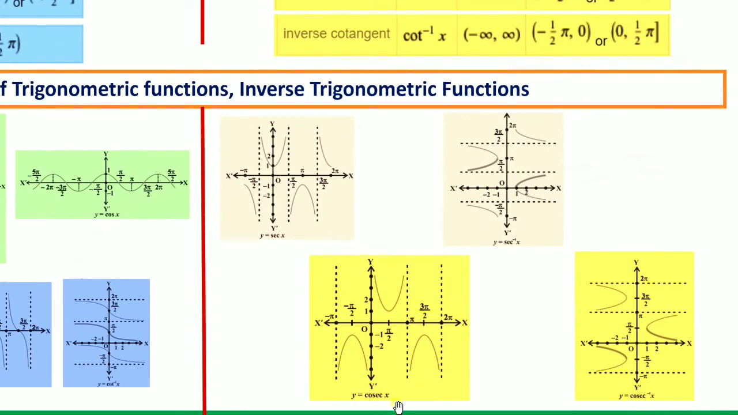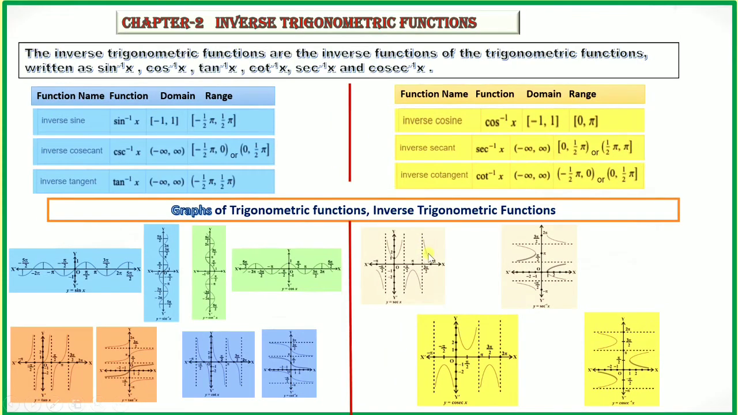So y is equal to cosec x. Its general graph is this one. We have small loops, whereas y is equal to cosec inverse x, its direction is changing, the loops, so in this case also as well as in this case also. So these are all 6 trigonometric functions, in inverse also and in general also.